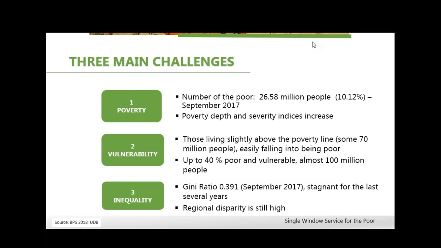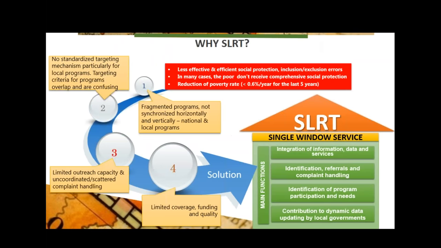And in general, programs of poverty reduction and social protection are fragmented, starting from targeting to monitoring and evaluation. And also at the local level, one of the challenges is the limited outreach capacity of each program. Related to that is the absence of complaint handling mechanisms. If any, this complaint handling mechanism is scattered.